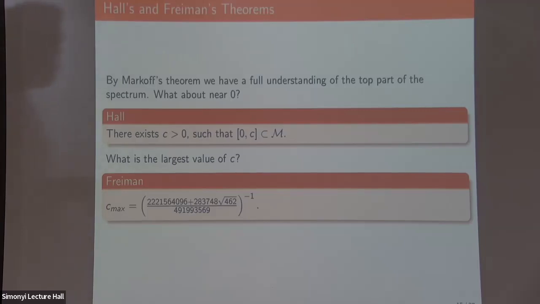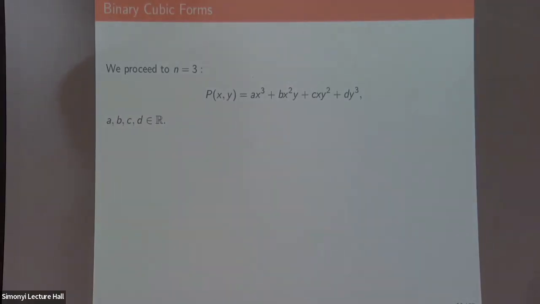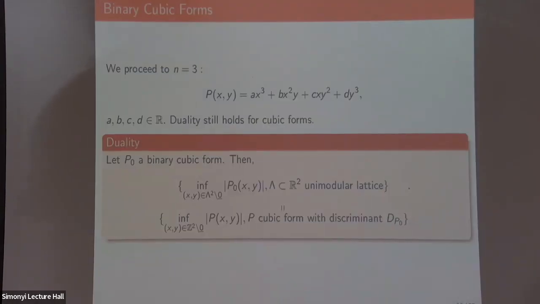Okay. Now let's talk about binary cubic forms. So binary cubic forms are this expression right here. And again, what we're interested in is what could the infimum of such a form be over the integers? And we still have this duality. So instead of taking the polynomial and taking infima over every lattice, what you can do is pick your favorite lattice to be the integers and look at the infima of all binary cubic forms over that lattice. So you can either choose to run over the polynomials or the lattice.